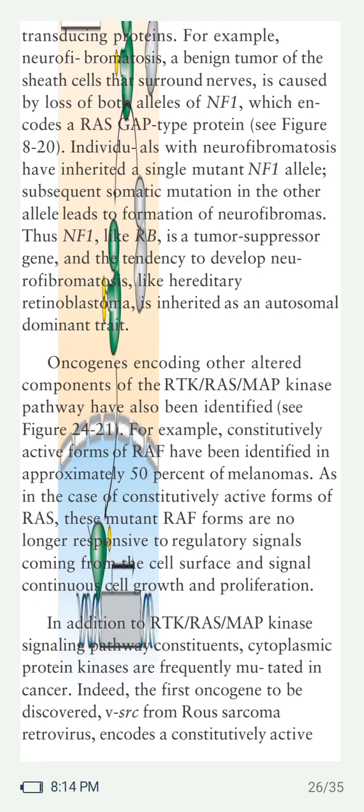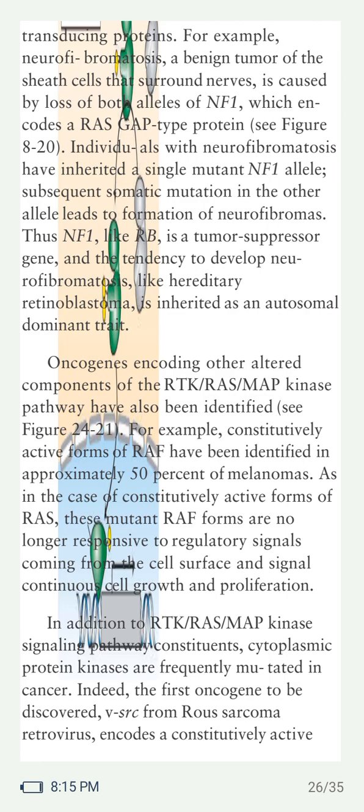Oncogenes encoding other altered components of the RTK-RAS-MAP kinase pathway have also been identified. For example, constitutively active forms of RAF have been identified in approximately 50% of melanomas. As in the case of constitutively active forms of RAS, these mutant RAF forms are no longer responsive to regulatory signals coming from the cell surface and signal continuous cell growth and proliferation.